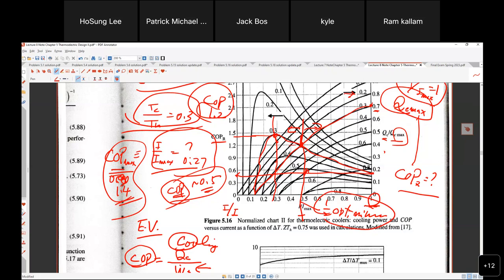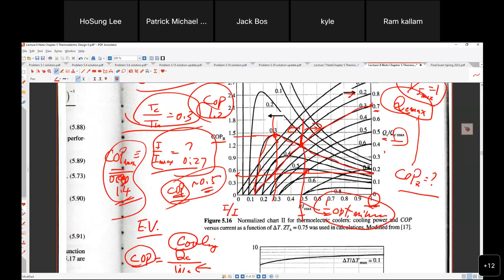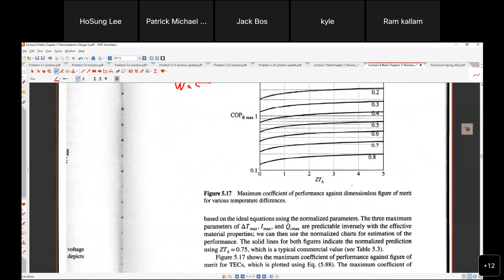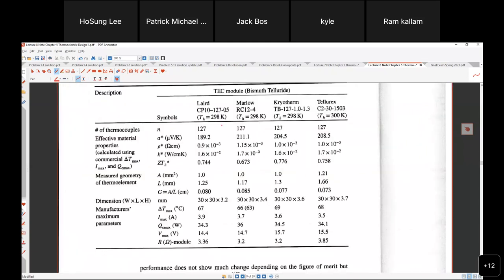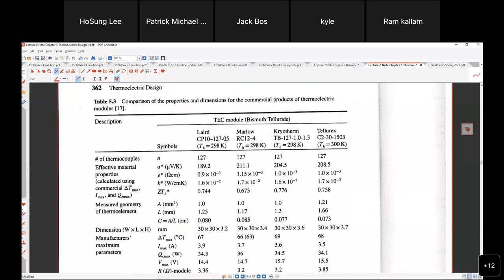There is a half optimum, and actually sometimes it's good, depending. So there are three optimums: one COP optimum, one cooling optimum, one half optimum. Is that the same as the mid, the average? Yeah, mid is the same. I named it, okay? Because sometimes it's good to look at it. Now, there is a table. 5.3, there is a commercial one.